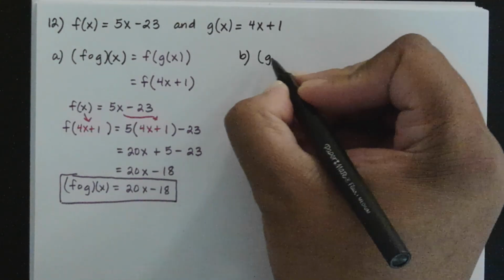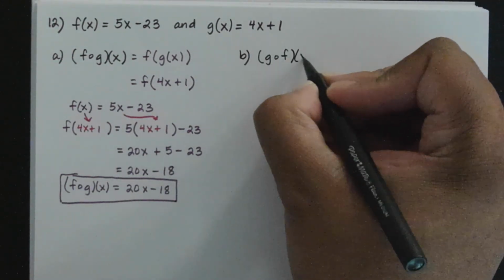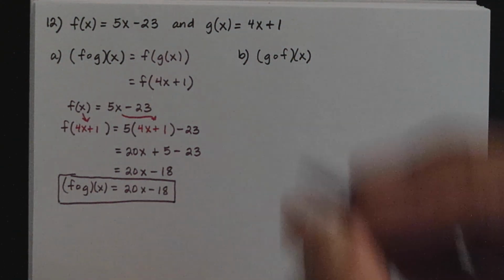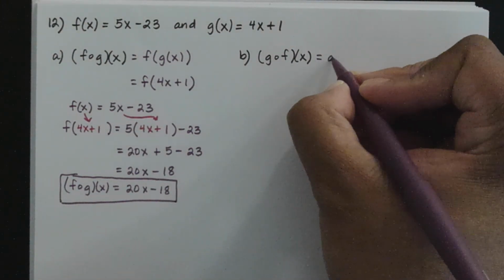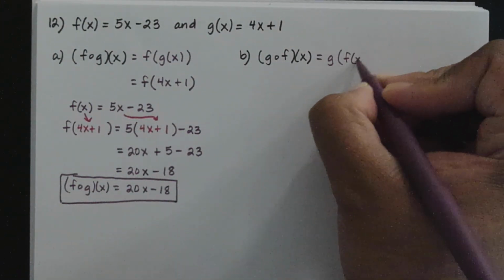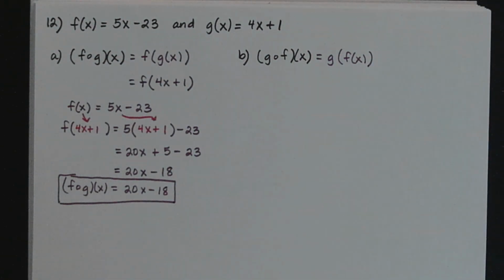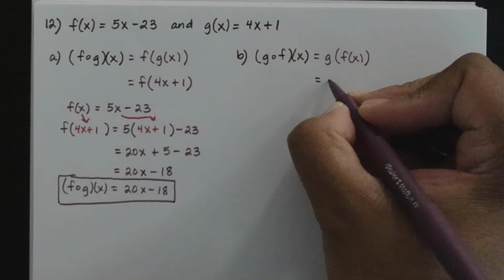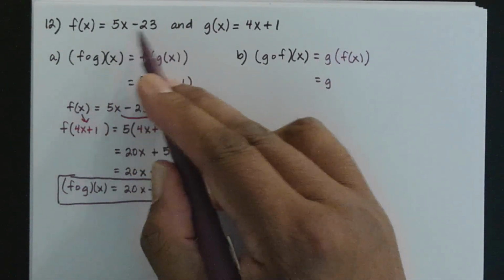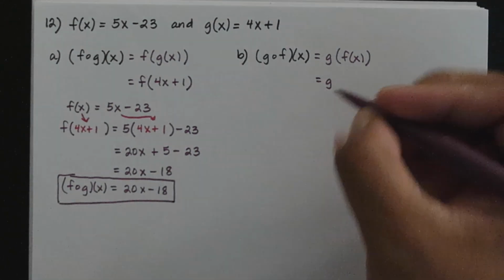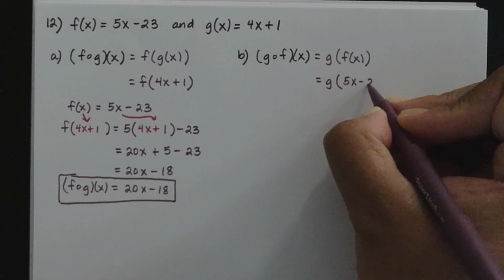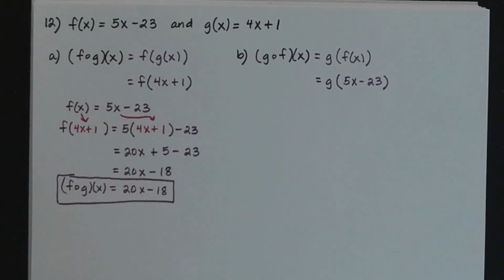Now part B is the composition of g with f of x. And that's just simply going to mean g of f of x. So this time, f of x is your inside function, whereas g of x is your outside function. And I know what f of x is. That's going to be 5x minus 23. So I'll replace this f of x with what is equal to. So I'm going to find out what g of 5x minus 23 will be.